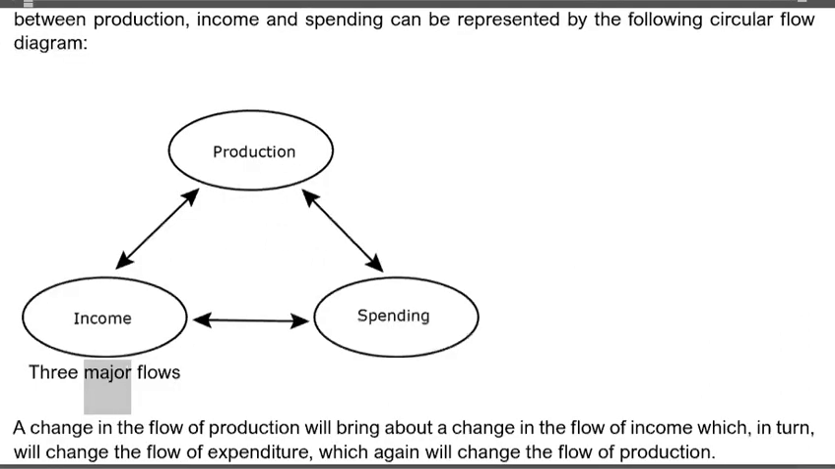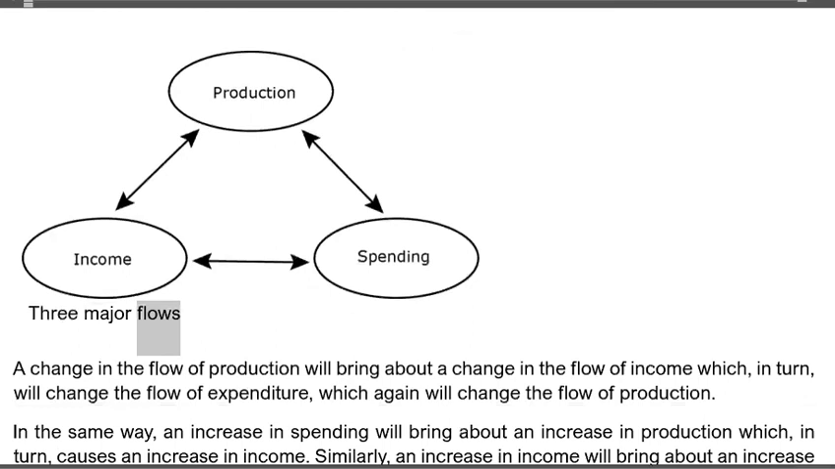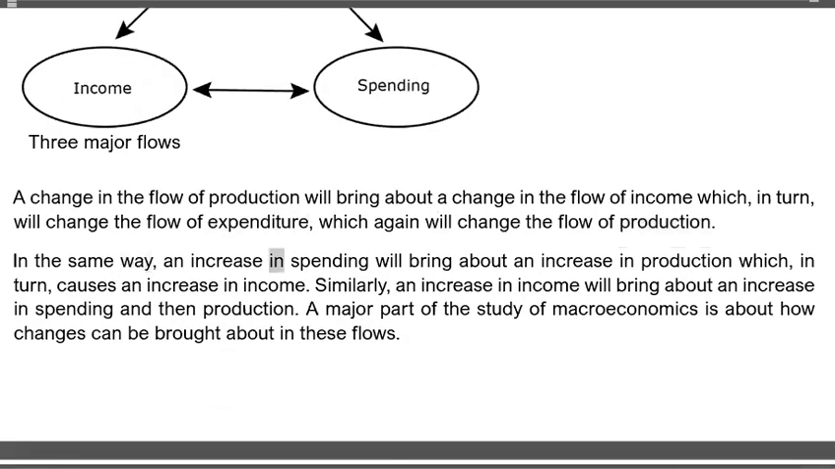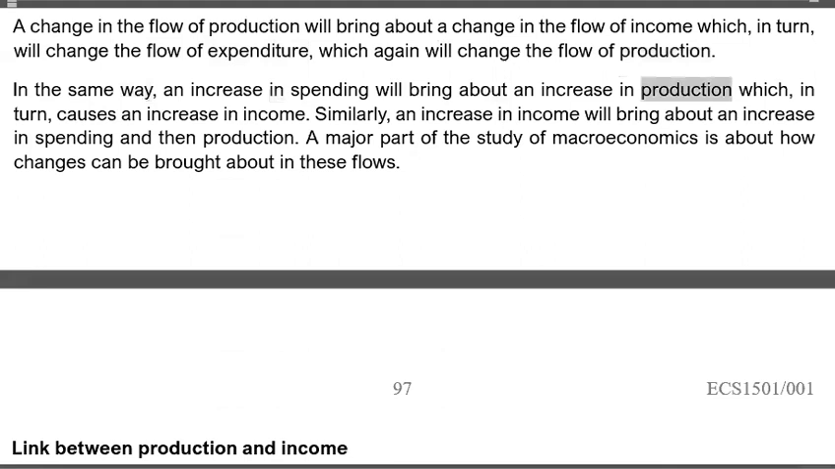3 major flows. A change in the flow of production will bring about a change in the flow of income which, in turn, will change the flow of expenditure, which again will change the flow of production. In the same way, an increase in spending will bring about an increase in production which, in turn, causes an increase in income. Similarly, an increase in income will bring about an increase in spending and then production. A major part of the study of macroeconomics is about how changes can be brought about in these flows.